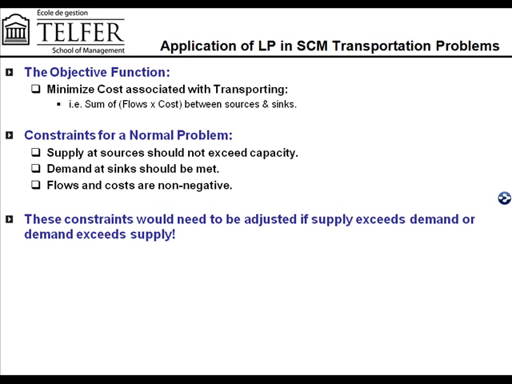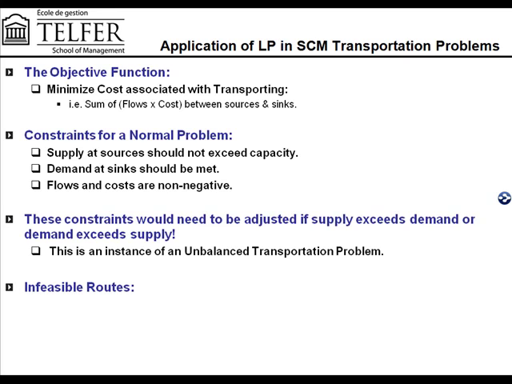These constraints, however, might need to be adjusted if our supply exceeds our demand or our demand exceeds our supply. So the greater than or equal to sign, the less than or equal to sign, or the equality sign will need to be changed depending on the actual scenario itself. And I will show you a couple of more advanced examples in a bit for these unbalanced transportation problems where the supply and demand might be different.